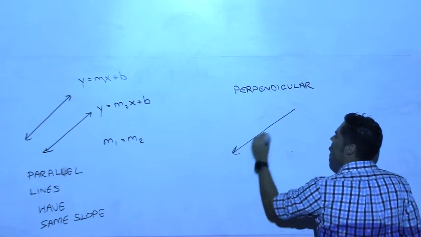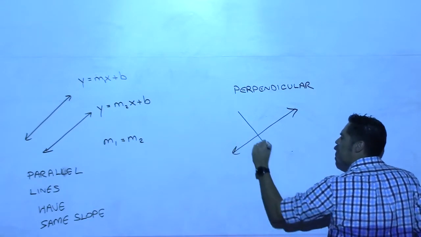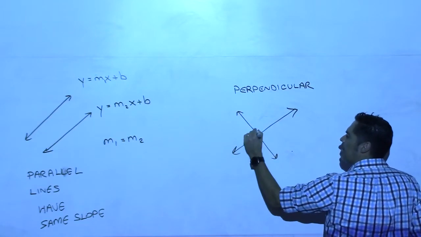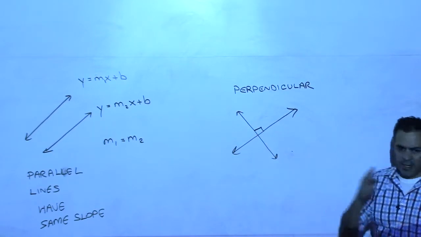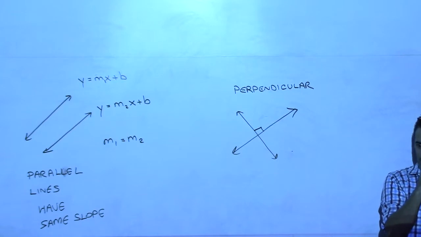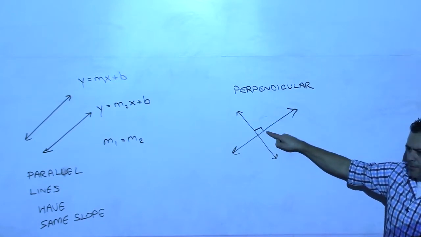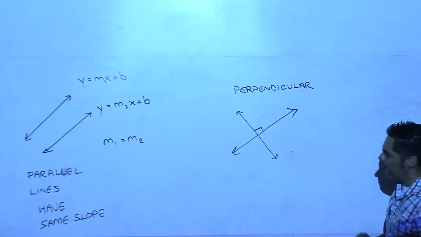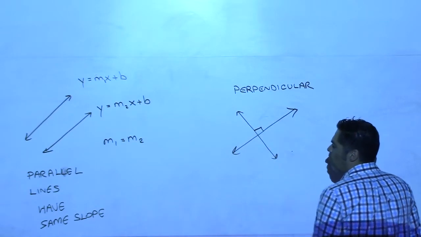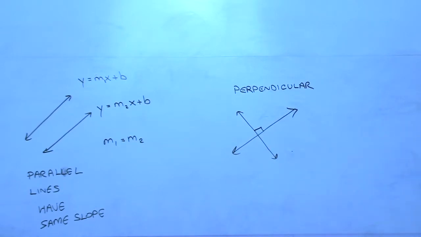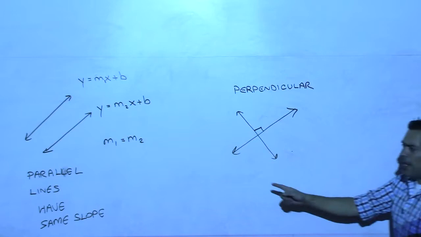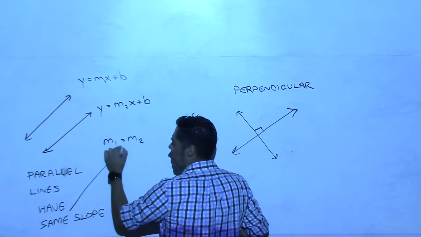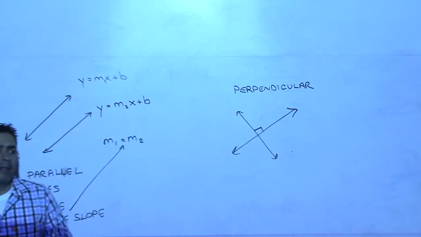lines, they intersect one another at a right angle, 90 degrees. So that's like a perfect square there, right? That makes sense? We're all familiar with that, yeah? All right. So perpendicular lines, what about the slopes? To be parallel, they have to be exactly the same, right? They have to be equal. But what about if they're perpendicular?